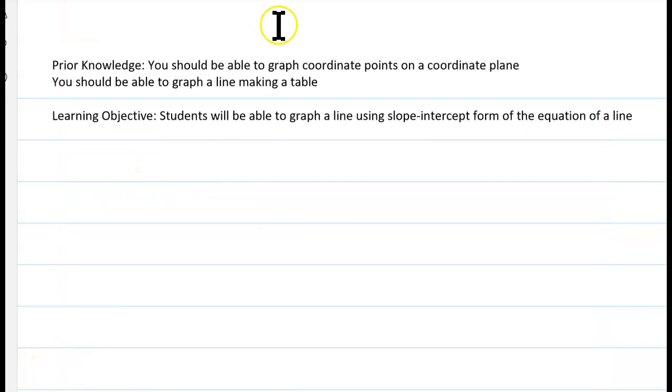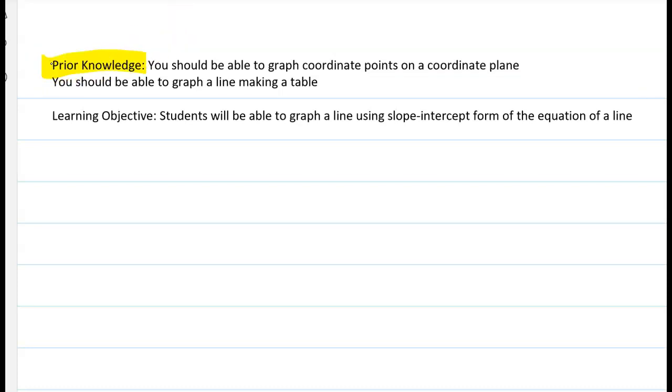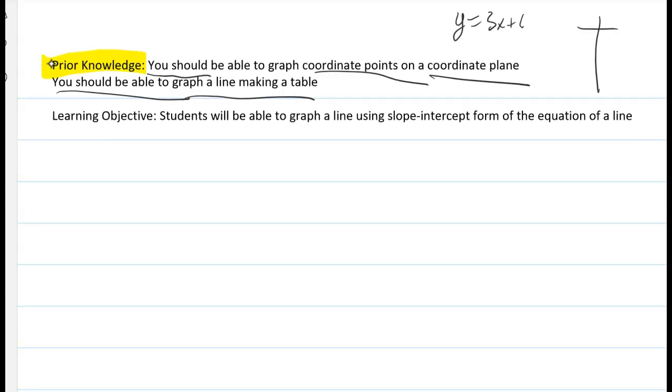Okay, your prior knowledge. So in order to be successful in this endeavor, you should be able to graph coordinate points on a coordinate plane, and you should be able to graph a line by making a table. So if you're given a function, you should be able to input into that function, make a table, and graph those points. If you have any trouble with that, you need to review that before you move on.